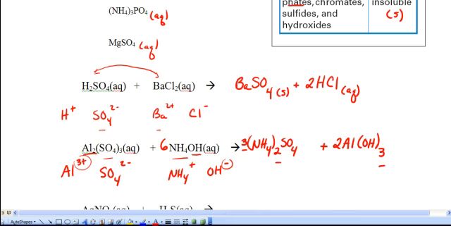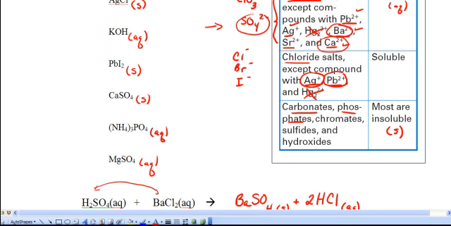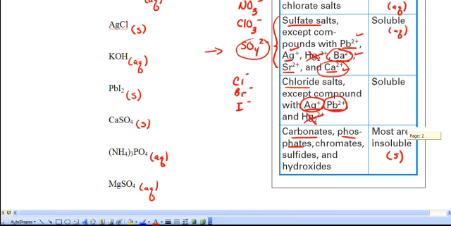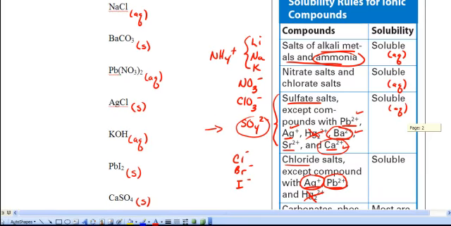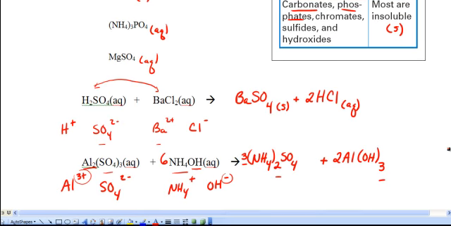Now let's finally check our solubility rules. Sulfates tend to be soluble. Scroll up here. Sulfates are soluble. The ammonium is not an exception. In fact, the ammonium has its own rule, and ammonium is also soluble, so that is going to be AQ.